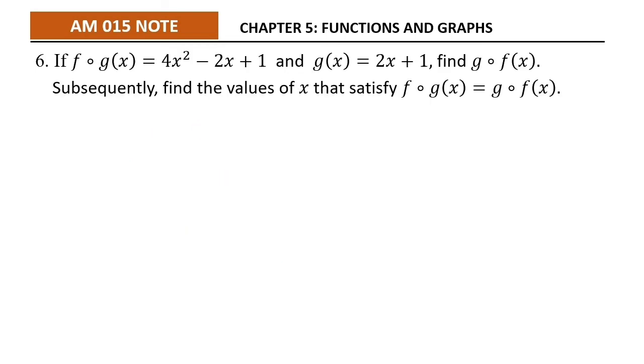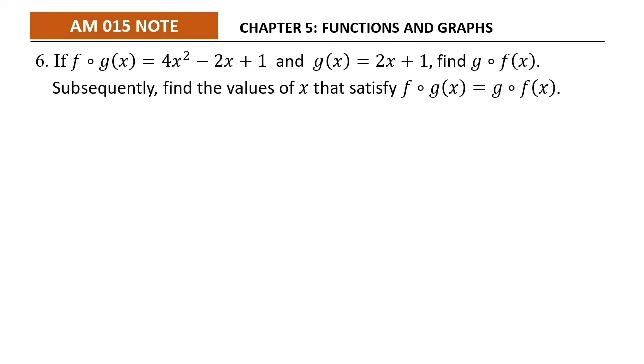Next question. Question 6: f of g equals 4x squared minus 2x plus 1 and gx is 2x plus 1. Find g of fx. Subsequently, find the value of x that satisfies f of g equals g of fx. First, we need to find g of f. To find g of f, we need the function f.